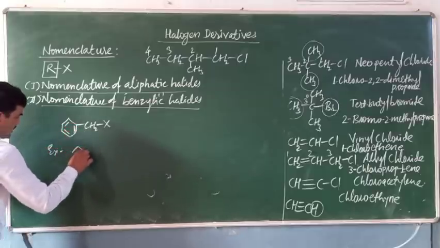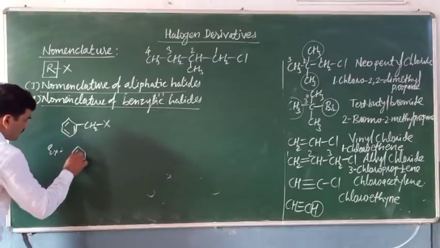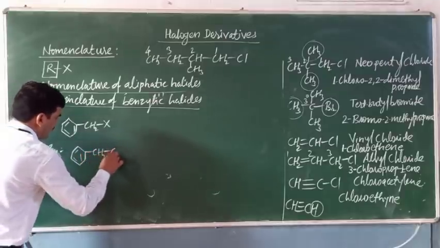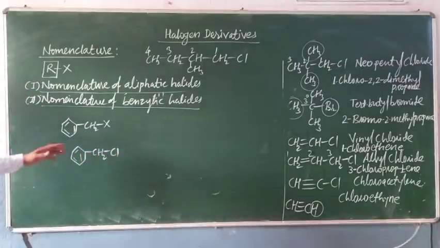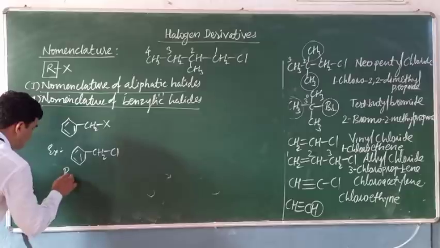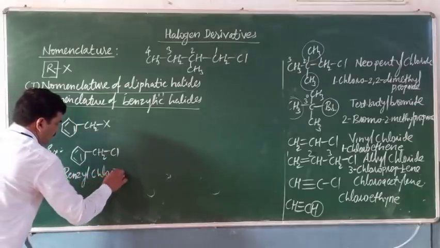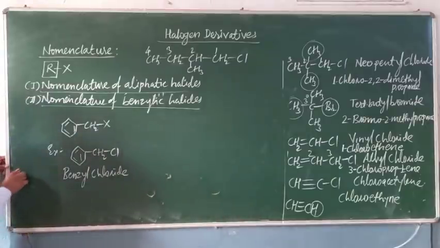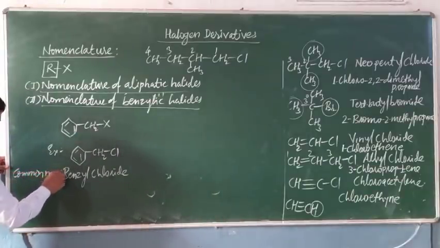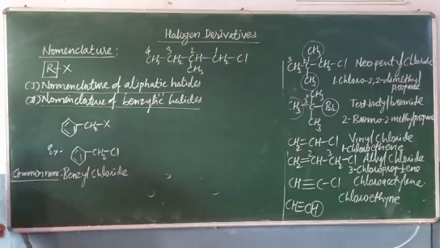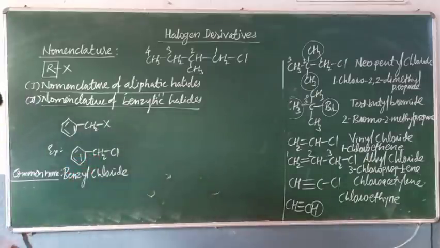Example: C6H5CH2Cl. This is the benzylic halide. Its common name is benzyl chloride. Benzyl chloride is a common name. But now what will be its IUPAC name?